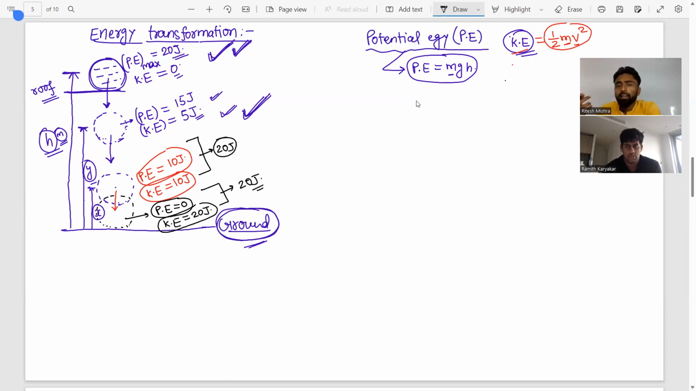Now you will have a confusion about this concept. Sir, this is the mechanics part. Then why do we study it in thermodynamics? You will have a confusion at this position. So now see, obviously this is the mechanics part, but in thermodynamics, here one more concept is here. When the body is about to touch the ground, then potential energy will be 0 and kinetic energy will be 20, maximum.